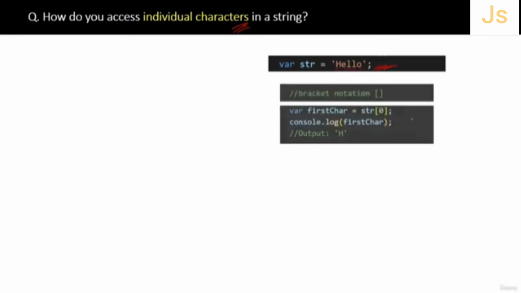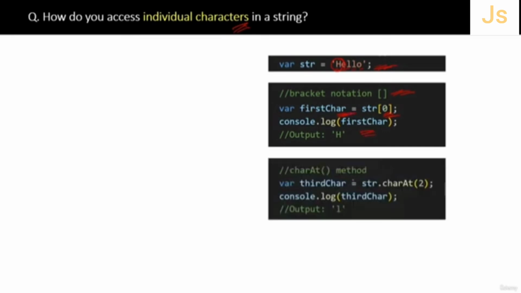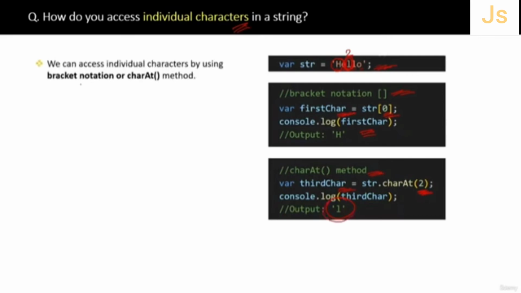How do you access individual characters in a string? Suppose you have a string like this and you want to access some characters of it. Then the first way is to use the bracket notation, index of 0 like this. Here 0 is the index of h, so we will receive it in the first char variable. Okay. Another way is to use the charAt method of the string, which will accept the index as the parameter. 2 is the index of the third character of the string, which is L, and it will be logged as the output. The point is, we can access individual characters by using bracket notation or the charAt method.